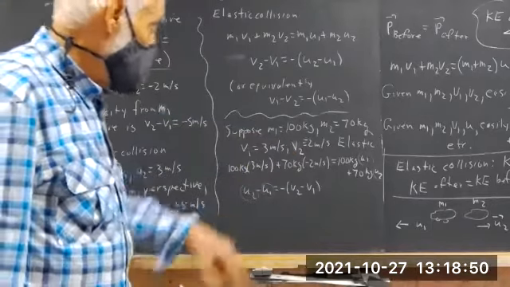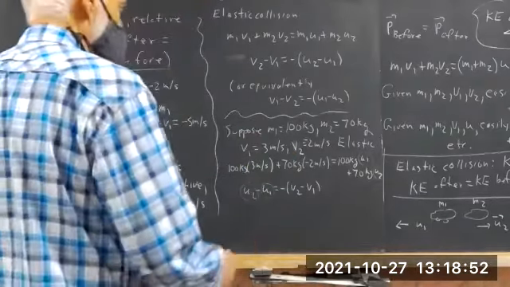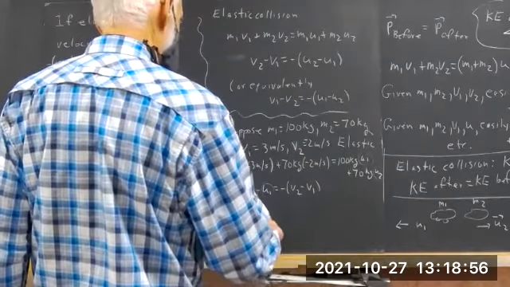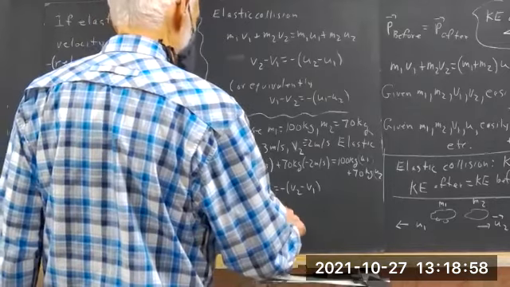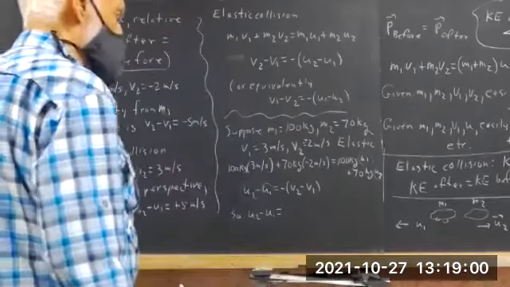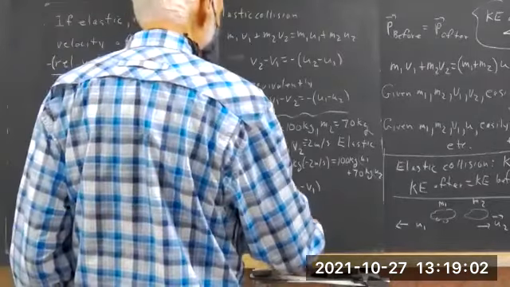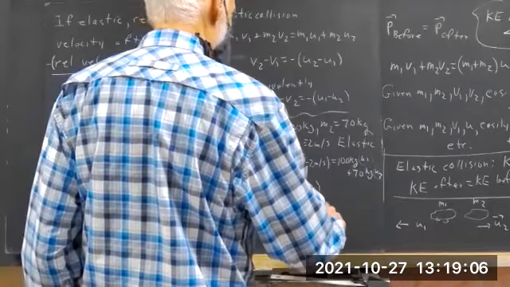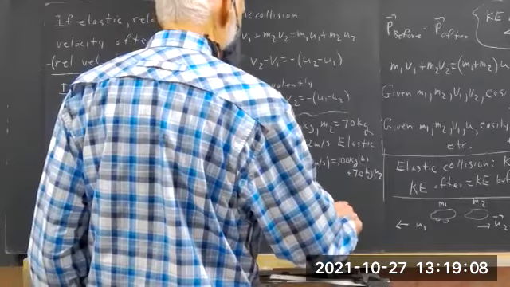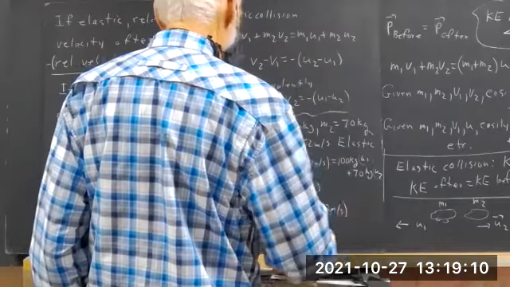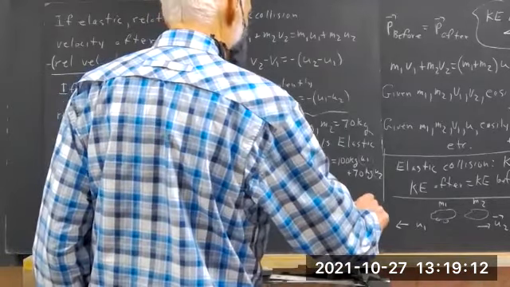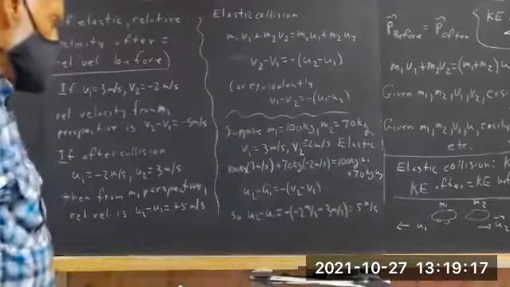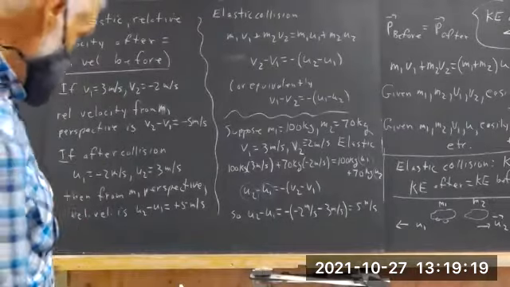Now, we have this, and we conclude then that U2 minus U1 is the negative of -2 meters per second minus 3 meters per second, which equals 5 meters per second.